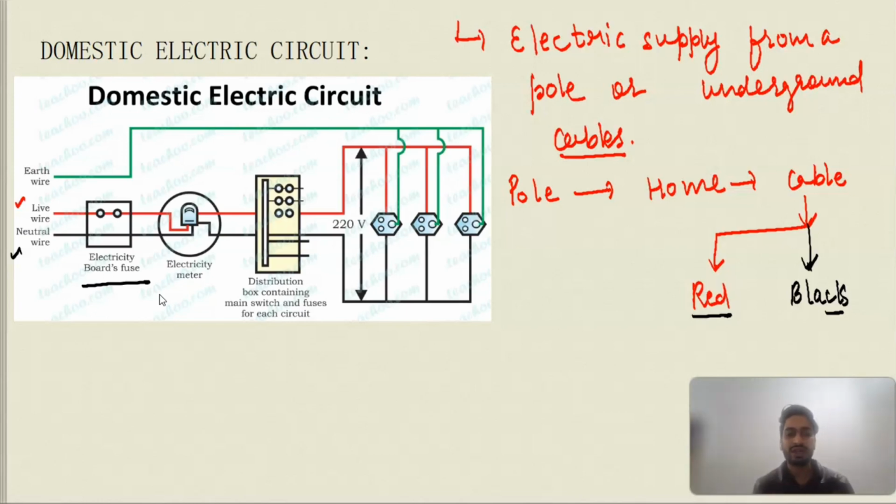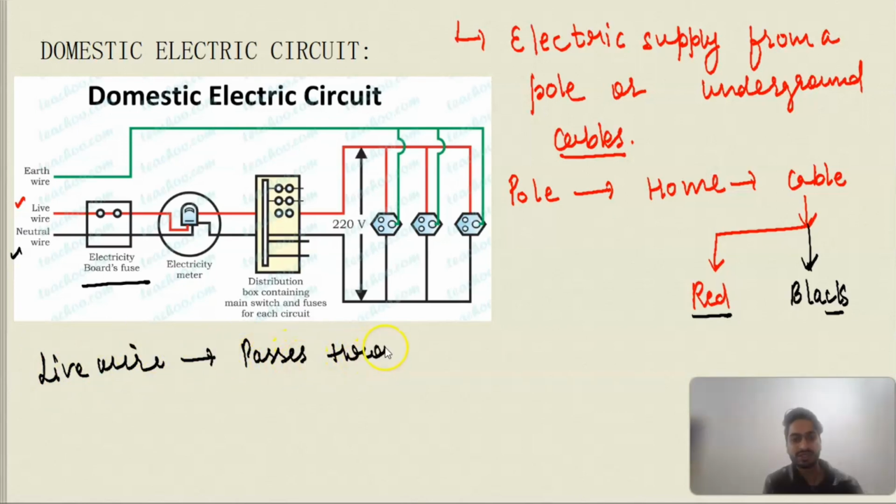So that live wire passes through that fuse. Only the live wire passes through the fuse, and that fuse is the main fuse of our house, right?